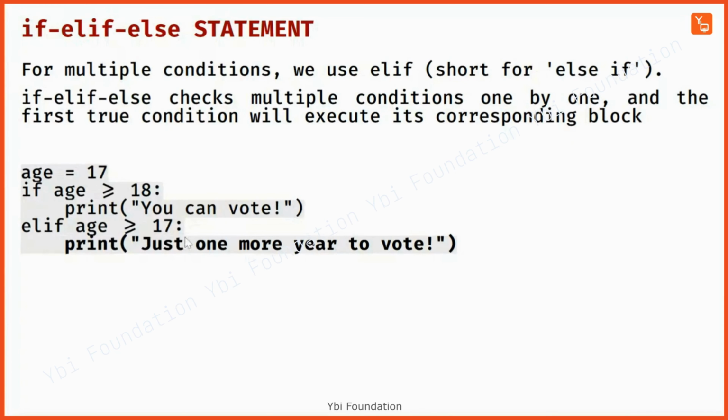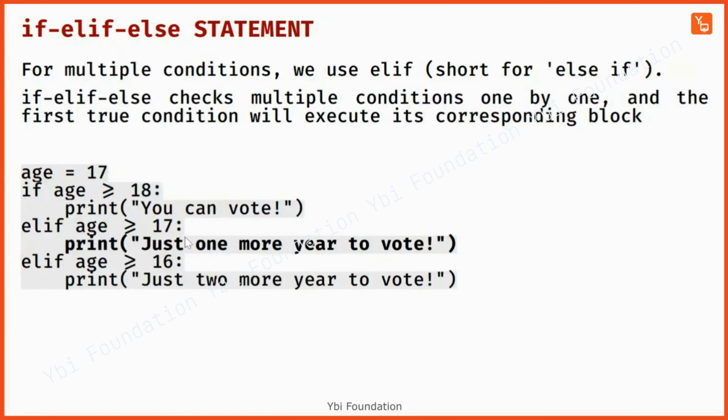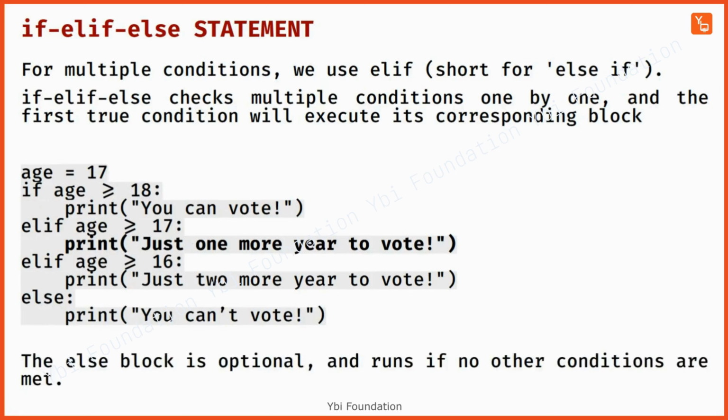We can add multiple elif also. So elif age greater than or equal to 16 colon, then print just 2 more years to vote. In this case you can add multiple elif. Now in the end we can use else, and if none of the above conditions is true, then the else block will give the output. The else block is optional and runs if no other conditions are met. So this is a brief about the if-elif-else statement.